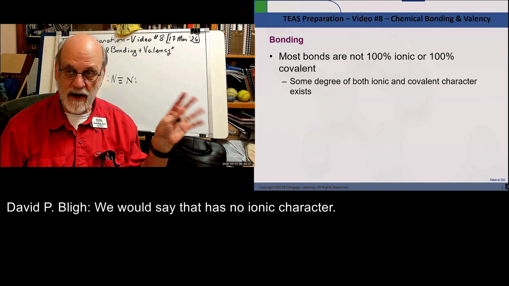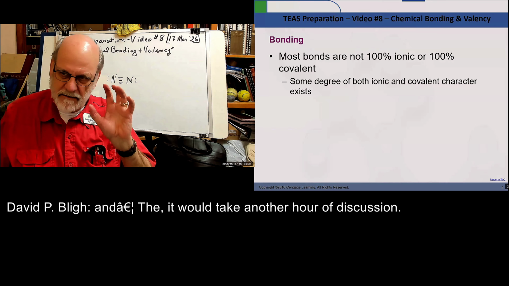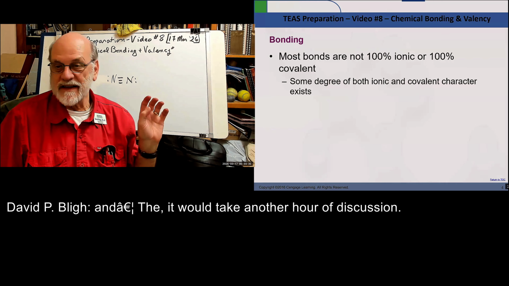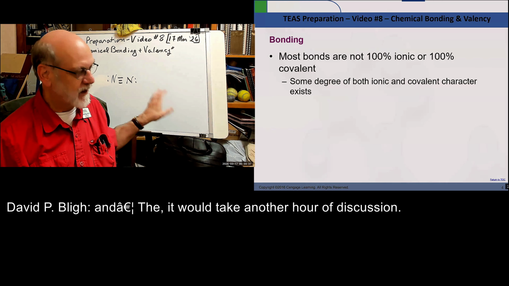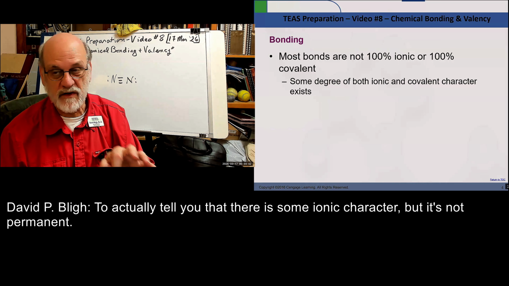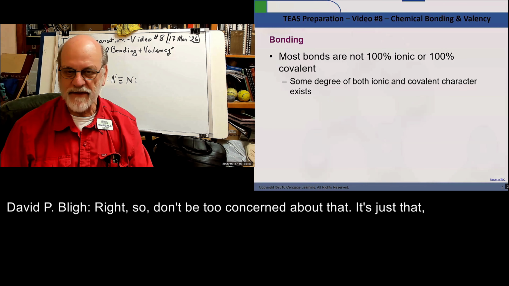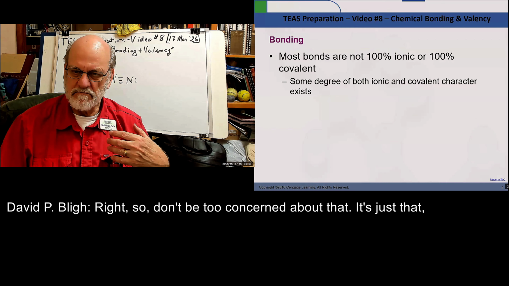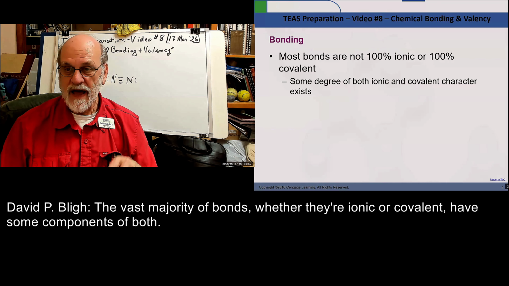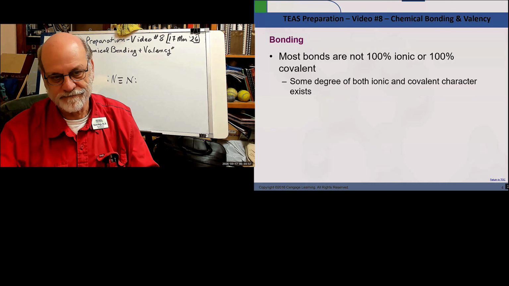We would say that has no ionic character. And it would take another hour of discussion to actually tell you that there is some ionic character, but it's not permanent, right? So don't be too concerned about that. It's just that the vast majority of bonds, whether they're ionic or covalent, have some components of both.